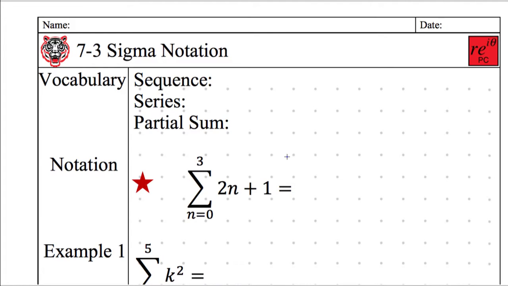All right, we are in Precalculus. Today's date is 2/26. I'm using the smartboard today. No, it's not the 27th. You're not going to make me look.